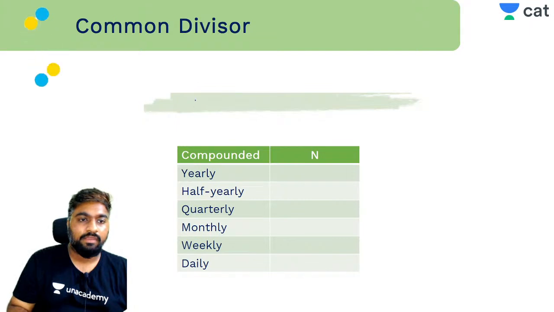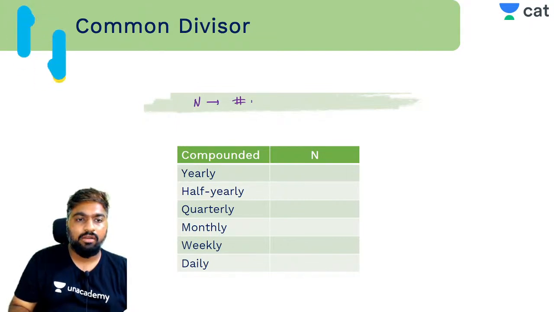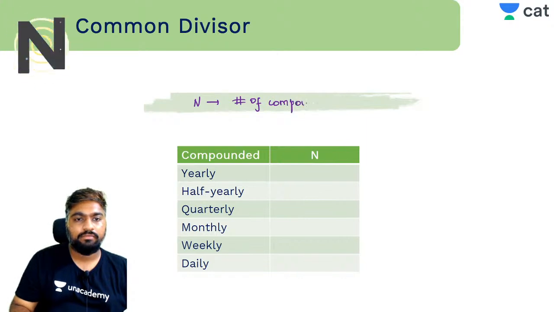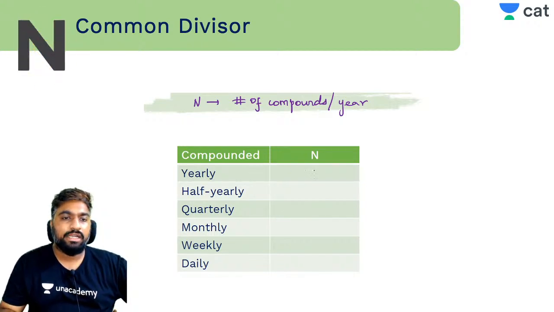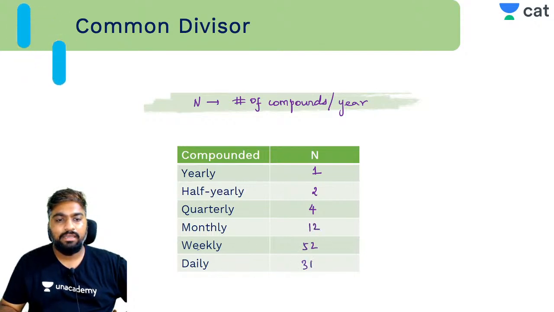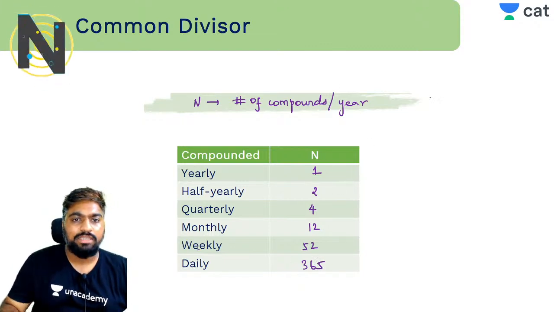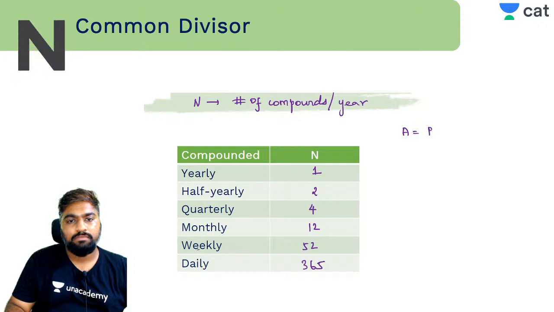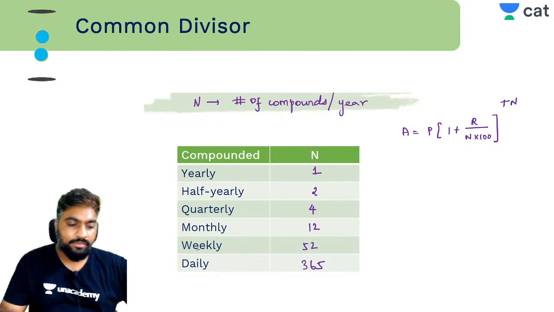Common divisor n is nothing but, ये अपन ने देखा था, number of compounds per year. Number of compounds per year, this is your common divisor. तो yearly एक बार आप compound करते हो, हाफ ईयरली 2 बार कंपाउंड करते हो, क्वार्टरली 4 बार, मंथली 12 टाइम्स, वीकली 52 टाइम्स, डेली 365 टाइम्स, राइट. इस n का इंपॉर्टेंस क्या है, फॉर्मूला बदल जाता है. Yes, your amount is P into (1 + r/(n×100)) to the power t into n.